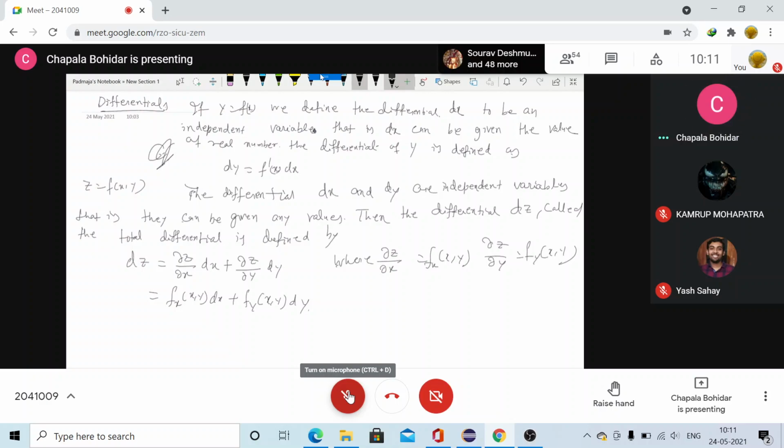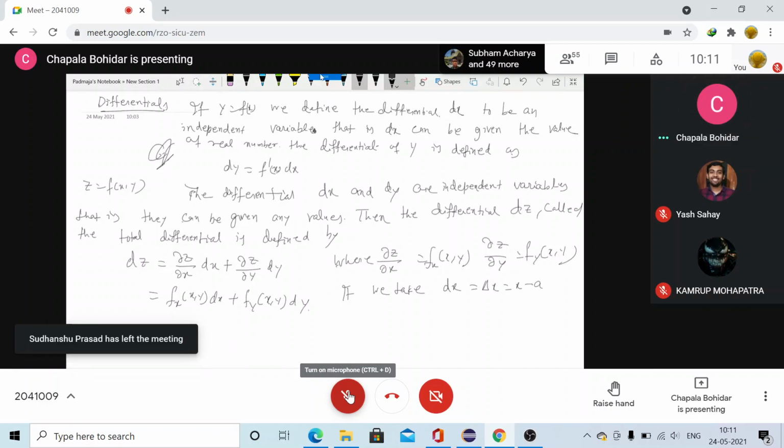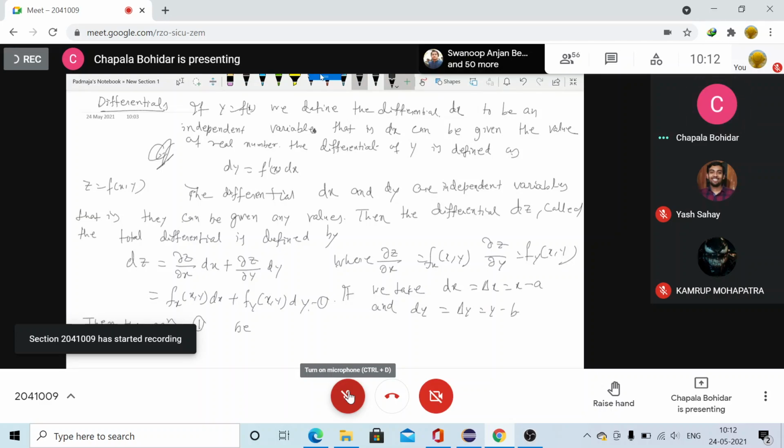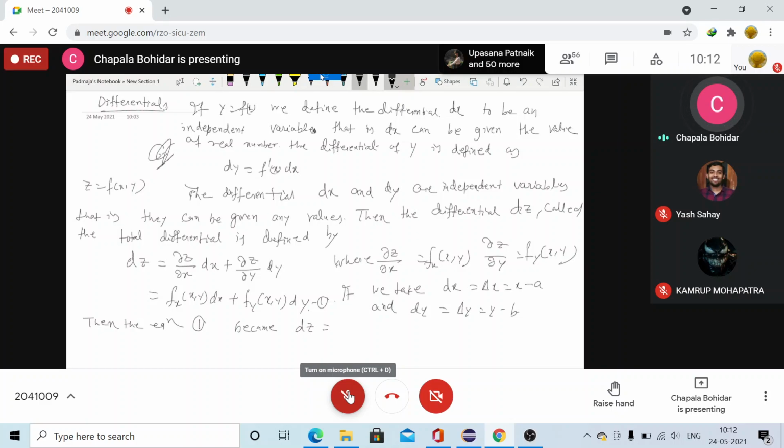So if we take dx, that is del x, equal to x minus a, and dy, that is del y, equal to y minus b, then equation 1 becomes dz is equal to fx at (a, b), taking the point as (a, b), times x minus a, plus fy at (a, b) times y minus b. So this is our formula for dz.